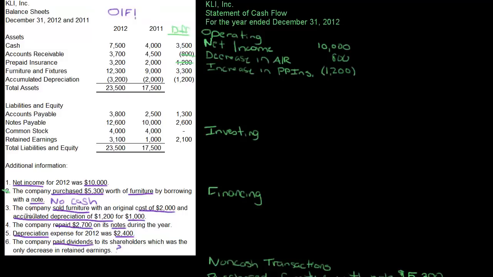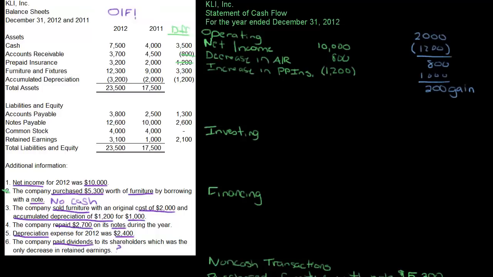Number 3, the company sold furniture with an original cost of $2,000 and accumulated depreciation of $1,200 for $1,000. Let's see what's happening here. Let's do some calculations. I had furniture cost $2,000 minus $1,200 of depreciation, so an $800 basis. I sold it for $1,000, which means I had a $200 gain.